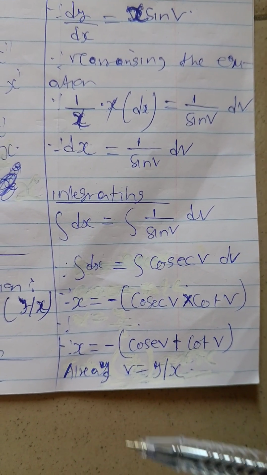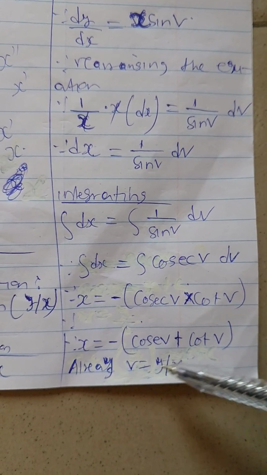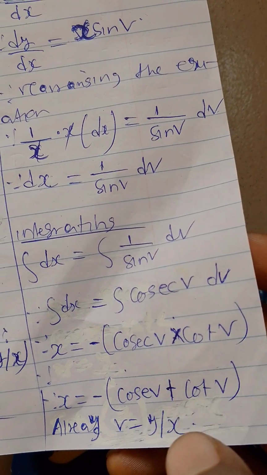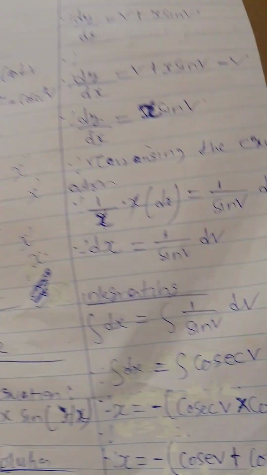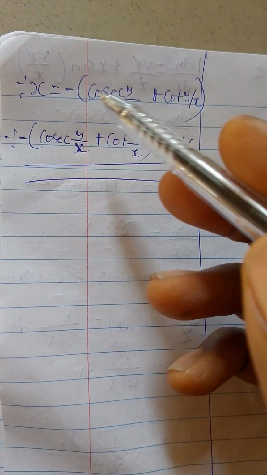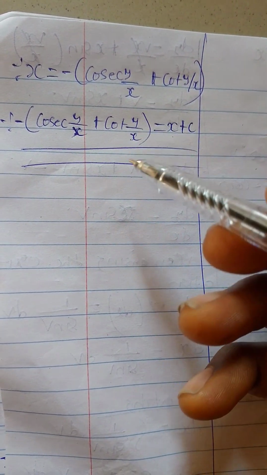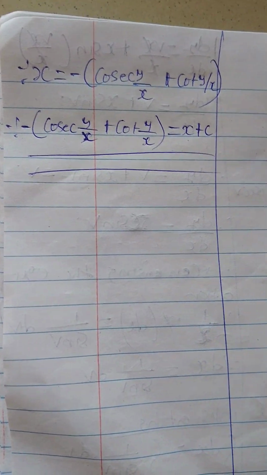We already know that since y is vx, v will be y over x. So substitute it here. We have x is equal to minus bracket cosec v, where v is y over x, that becomes cosec y over x plus cot v, where v is y over x, so that becomes cot y over x. Therefore minus bracket cosec y over x plus cot y over x is equal to x plus c, where c is the constant. This is the answer. Very, very simple.